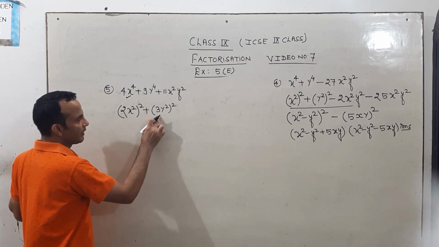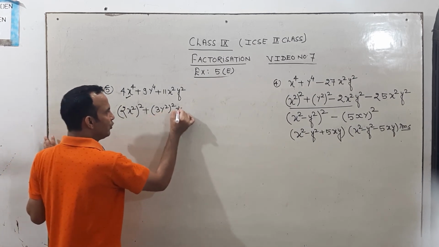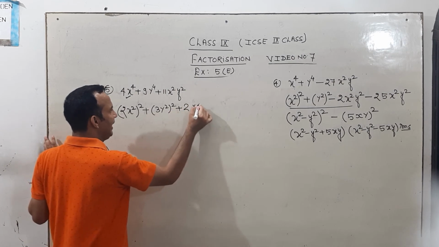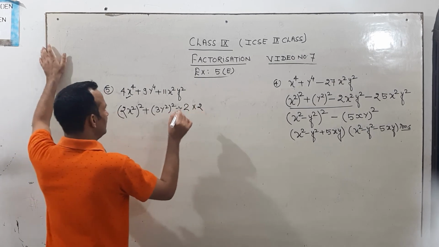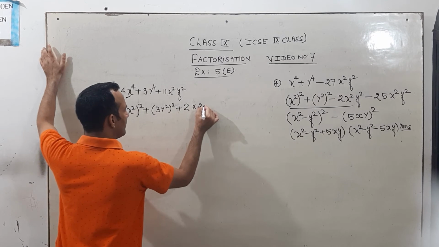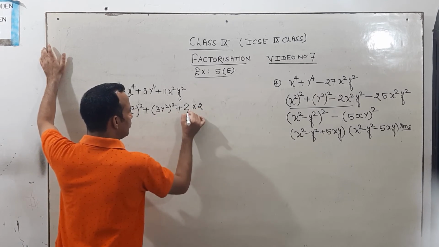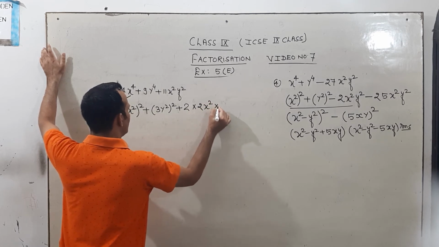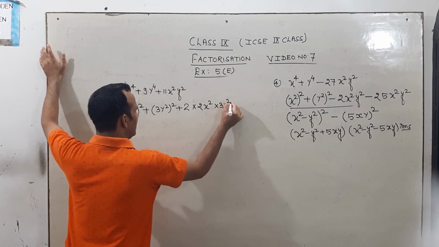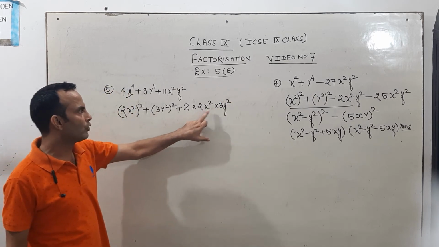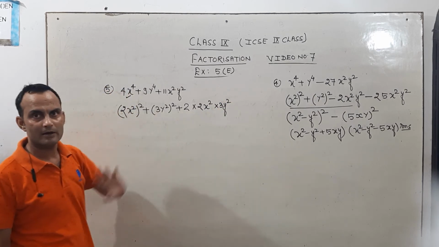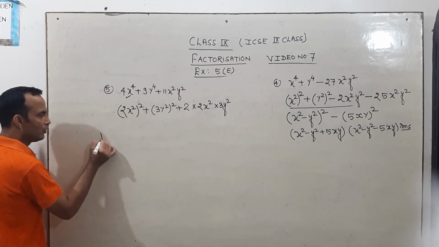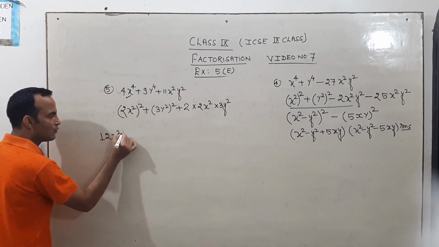Here we use +2, 2 into a 2ab, 2ab. See, 2a is what? 2x square, b is what? 3y square. Now see, this is what? 2 into 4, 3 is 12x square y square. This is what? 12x square y square.